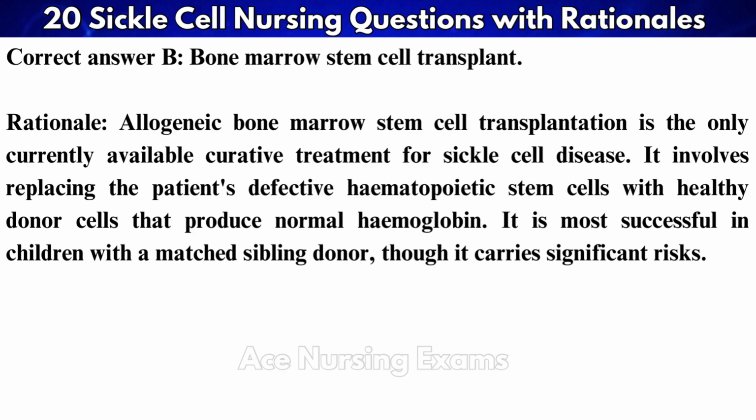Allogeneic bone marrow stem cell transplantation is the only currently available curative treatment for sickle cell disease. It involves replacing the patient's defective hematopoietic stem cells with healthy donor cells that produce normal hemoglobin. It is most successful in children with a matched sibling donor, though it carries significant risks.